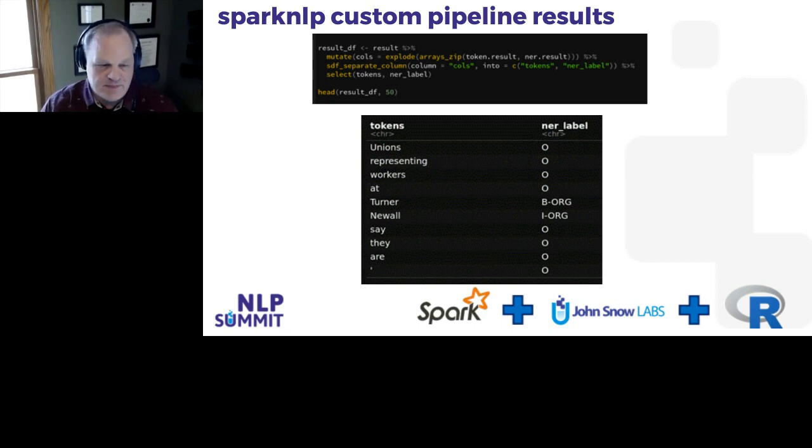In the example here, I'm simply exploding out the result element from each of these objects in the token and NER columns. So if we look at the tokens that are produced, we can see that certain tokens have been given organization NER tags. The tokens Turner and Newell, in fact, were identified by the NER annotator as a single organization named entity.